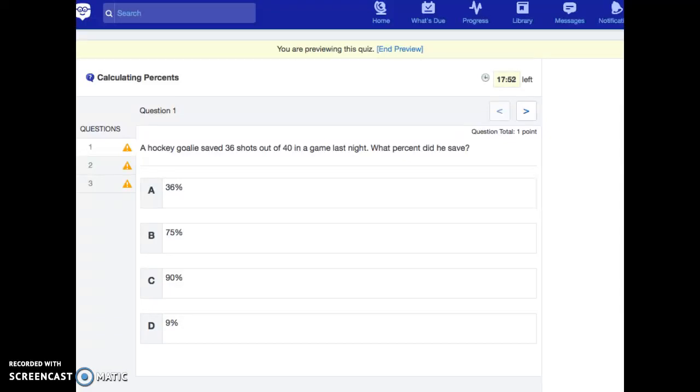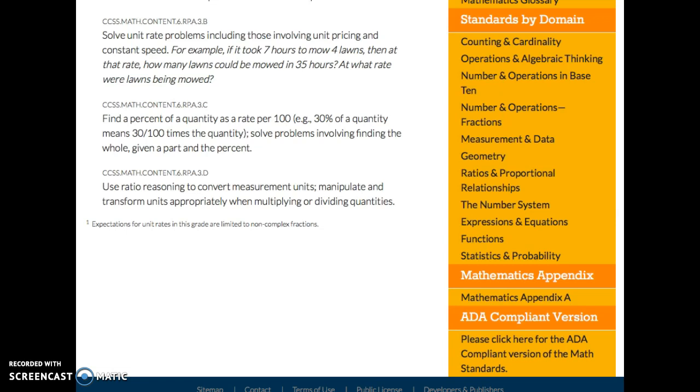This assessment is designed in Edmodo's quiz feature. The purpose of this assessment is to identify student understanding of calculating percentages. This is aligned with Common Core State Standard 6.RP.A.3.C: Find a percent of a quantity as a rate per 100.